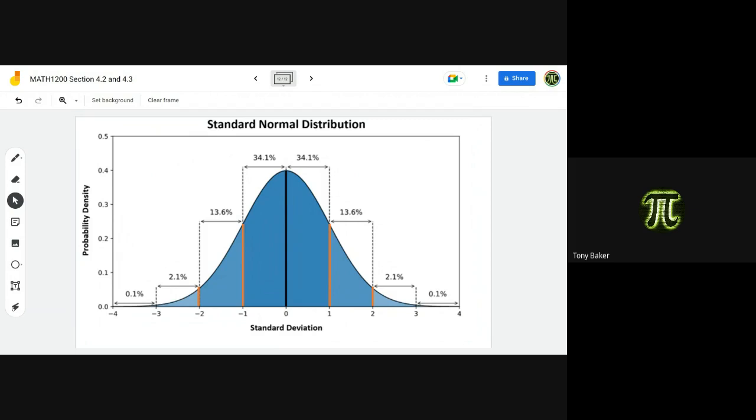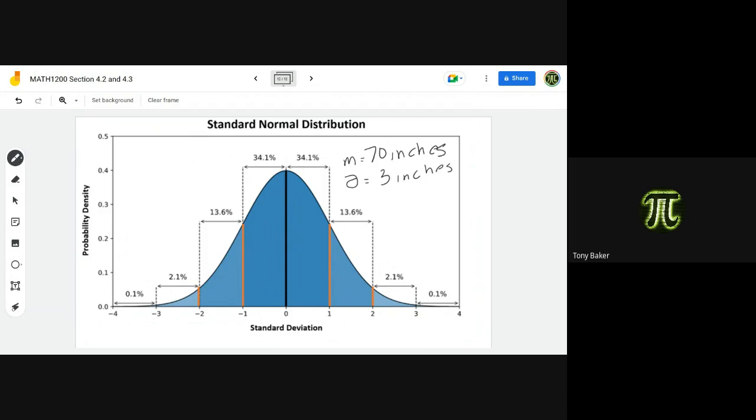Anybody know the average height of a male in the United States? Almost 5'10", 70 inches. So it's 70 inches. That's the mean. And the standard deviation, which is that funny little symbol there, is 3 inches. Okay? So average male height in the United States, 70 inches with a standard deviation of 3 inches.